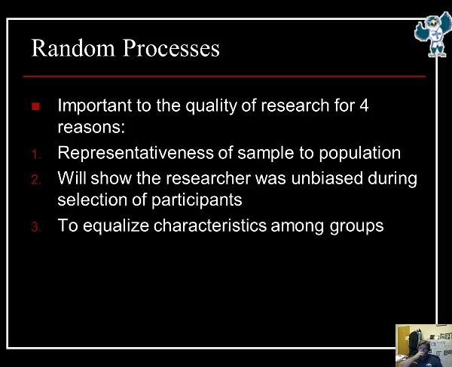If we use random selection and random assignment, it allows us to equalize characteristics among groups. Chances are, if we have a large enough sample size, that characteristics such as gender, age, physical abilities, and other characteristics will be spread out equally amongst groups if we have groups in our study.